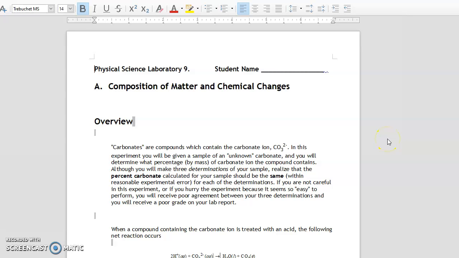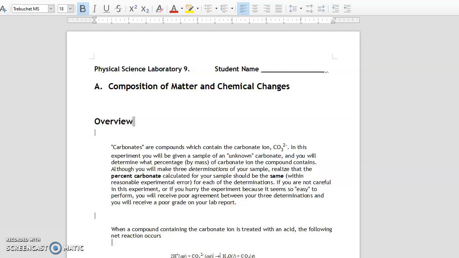This is Physical Science Laboratory number 9. It's going to involve composition of matter and chemical changes and give you an opportunity to look at percent yields and percent composition and different other factors.